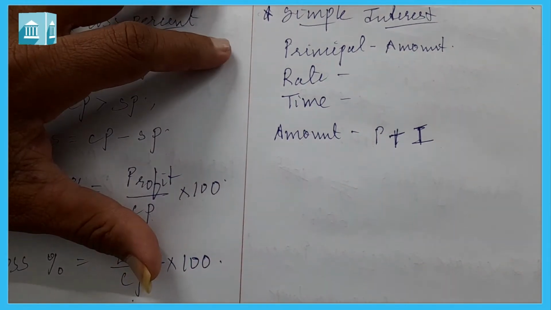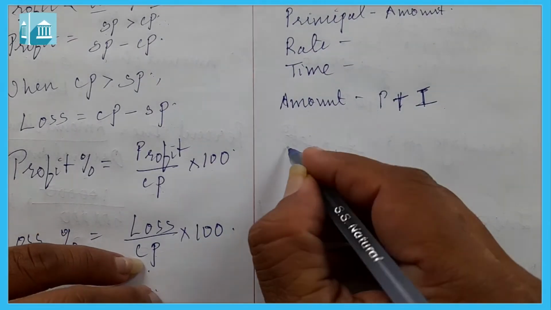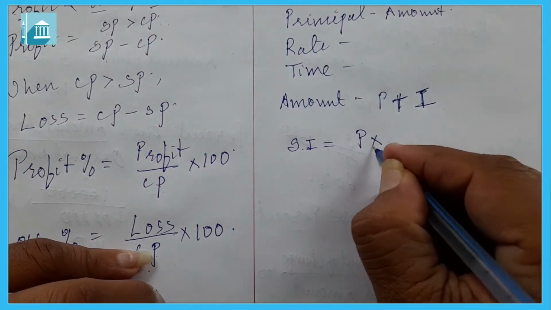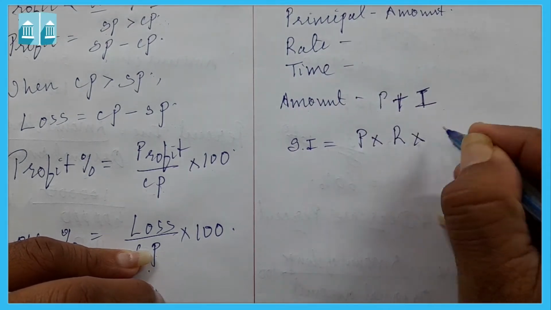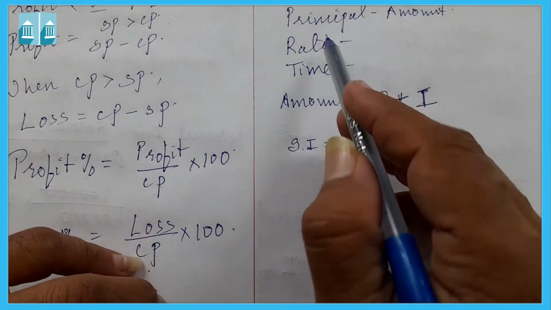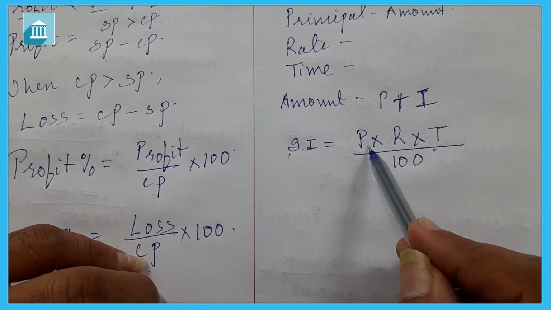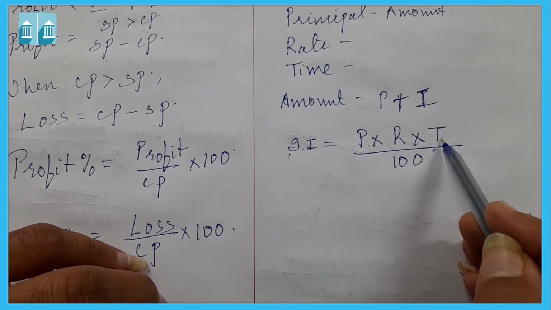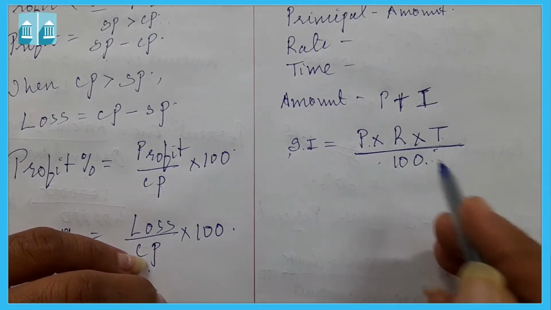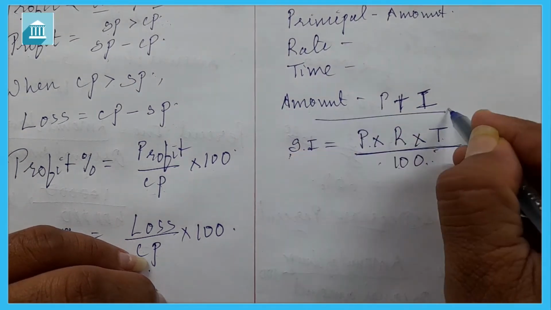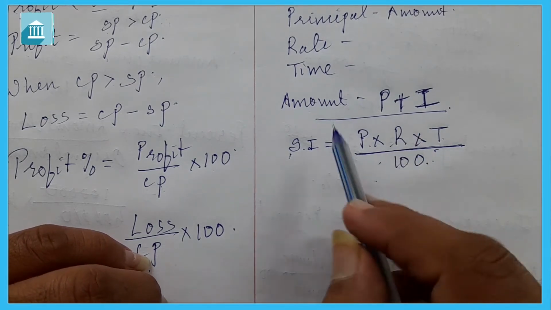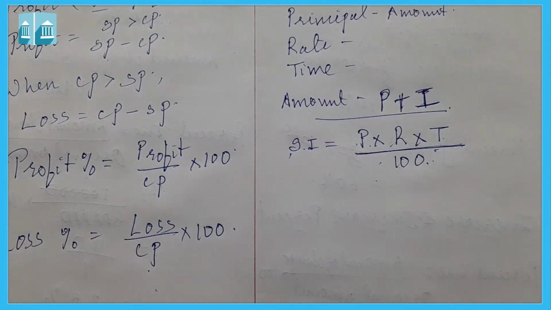Now how to find out the simple interest? The formula for finding simple interest is SI is equal to P, that is principal, multiplied by R, that is rate, multiplied by T, that is time, upon 100, that is percentage. Now amount is equal to principal plus interest. Whatever interest you got, you have to add it with the principal, and that is the amount you will get.